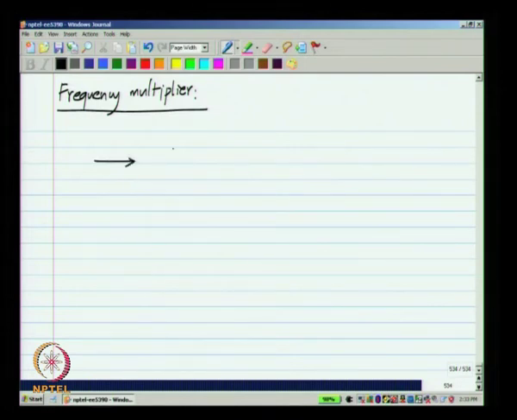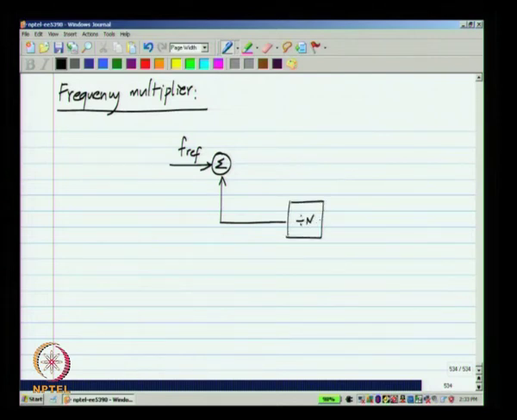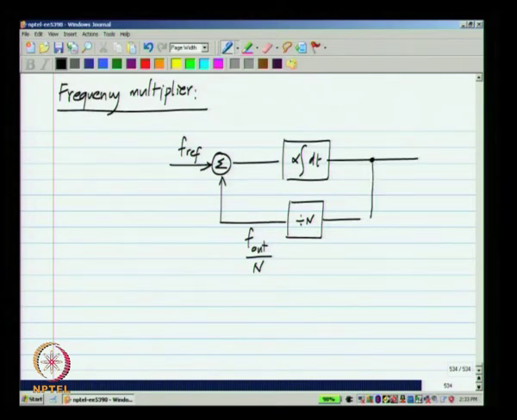So, what do we need here? I said that I have the frequency of the input signal and the frequency of the feedback signal, which is 1 over n times the frequency of the output signal. We need to have this integrator which will control the output frequency f out, and we need to have this divider which will take the output frequency and divide it by a factor of n. Okay.